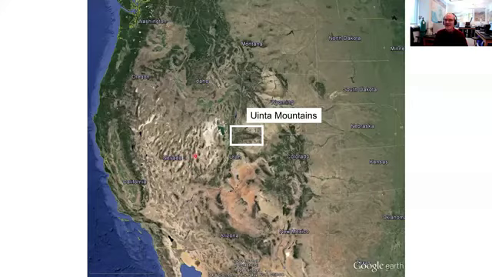which goes back a ways. So the Uinta Mountains is where I'm going to start with this. And those who know me know that I've spent a lot of time working there on a variety of projects. We're in northeastern Utah. Here's the Great Salt Lake. Here's the boundaries of the state of Utah.